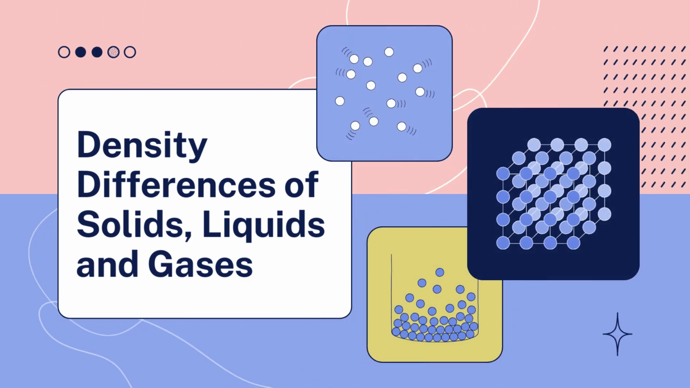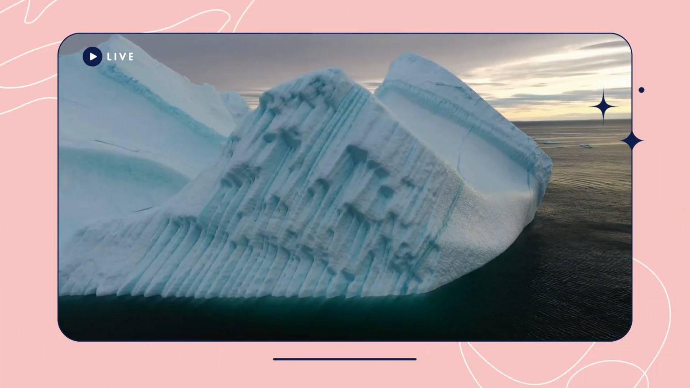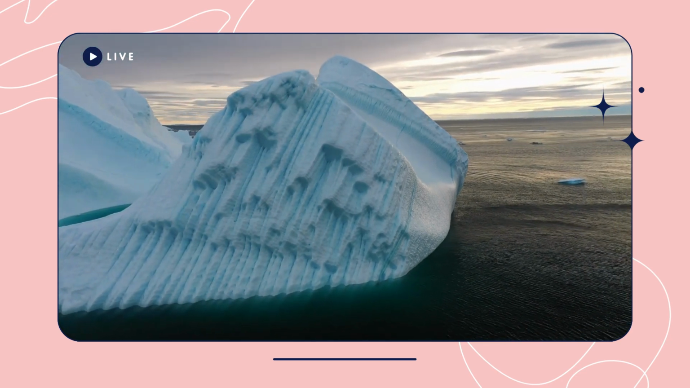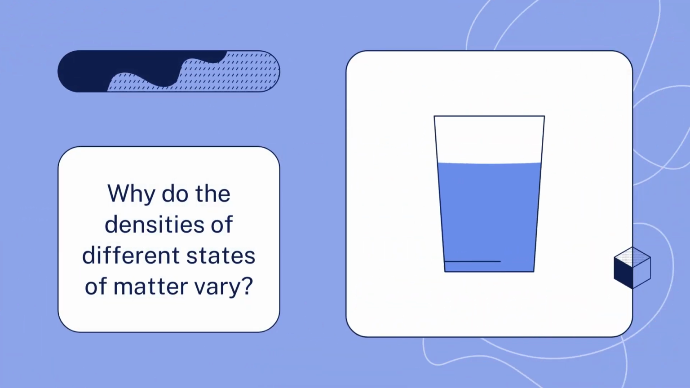Density differences among solids, liquids, and gases are fundamental concepts in physics and chemistry that explain a lot about the behavior of materials in different states. Let's understand it more closely. Imagine a colossal iceberg, towering and majestic. It floats because its density is less than that of the surrounding water. But why do the densities of different states of matter vary?